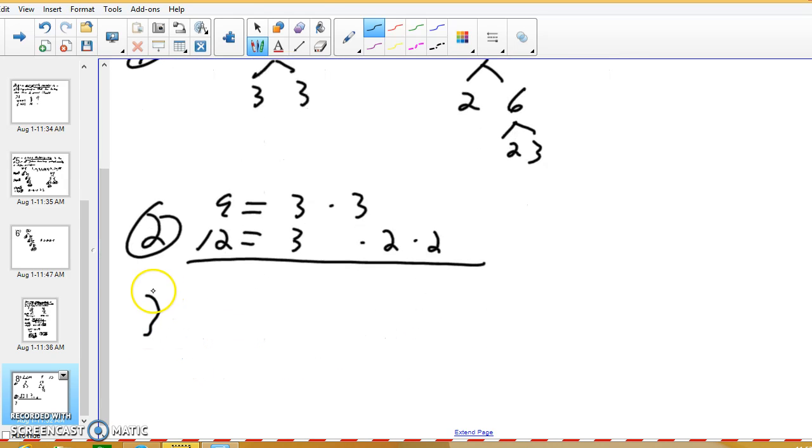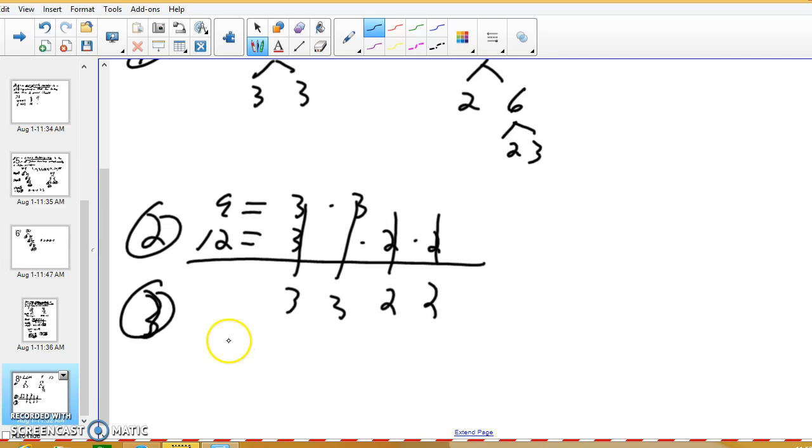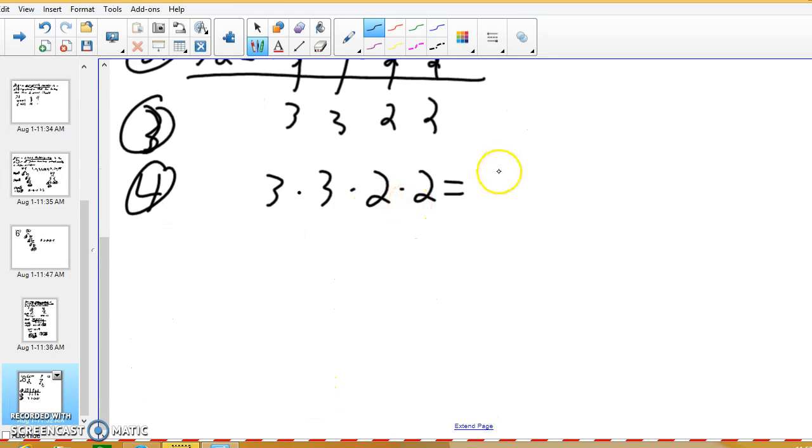Step 3, drop them down. 3, 3, 2, 2. Step 4, multiply them out. 3 times 3 times 2 times 2. 3 times 3 is 9, times 2 is 18, times 2 is 36. So our least common multiple of 9 and 12 is 36.